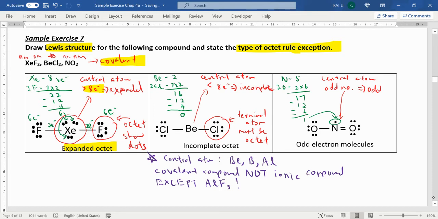So remember another one, beryllium is BeBAl, incomplete octet. But remember only AlF3 is an ionic compound. Now let's look at the next one, NO2. For NO2, the balance single electron will be put at the central atom. Because the total number of valence electrons is an odd number, we know that it is an odd electron molecule.